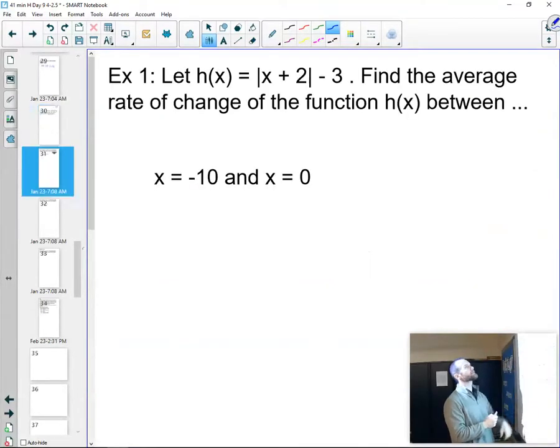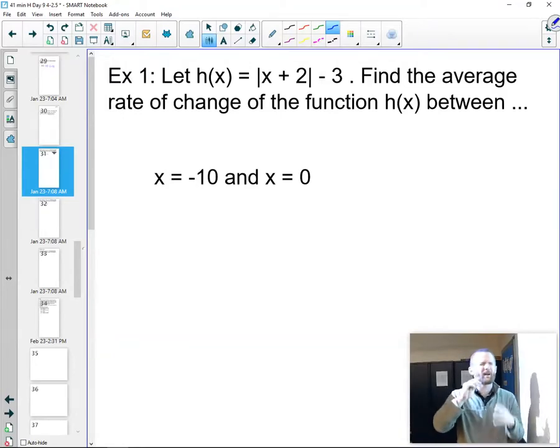So let's take a look at example 1. It says let h of x equal the absolute value of x plus 2, minus 3, and we have to find the average rate of change of the function h of x between x equals negative 10 and x equals 0. All right, well, this is very similar to the problems we saw in our last video, but we don't have a graph. I mean, we could graph it or use a graphing calculator or something like that, but I think there's going to be an easier way to do it.